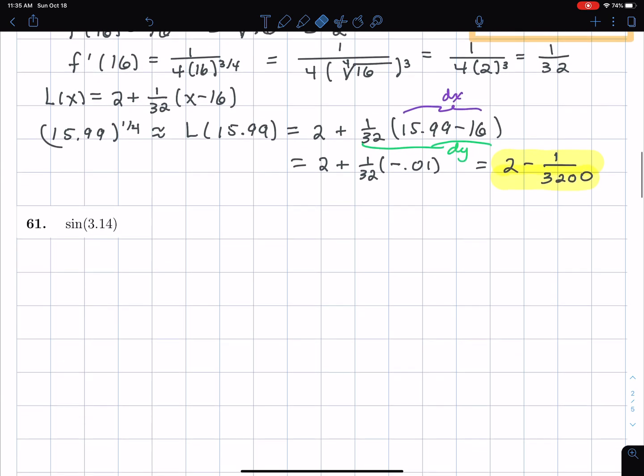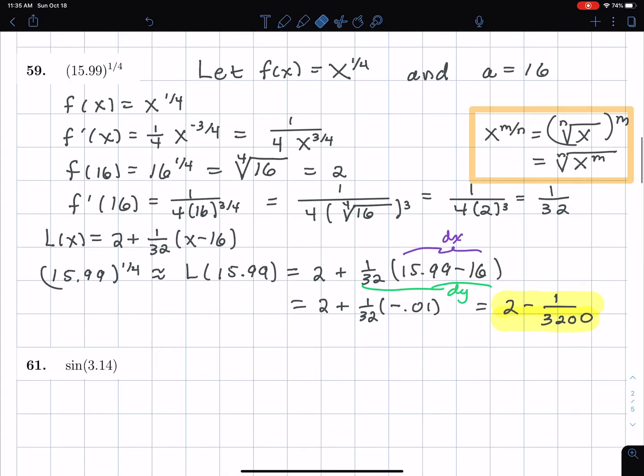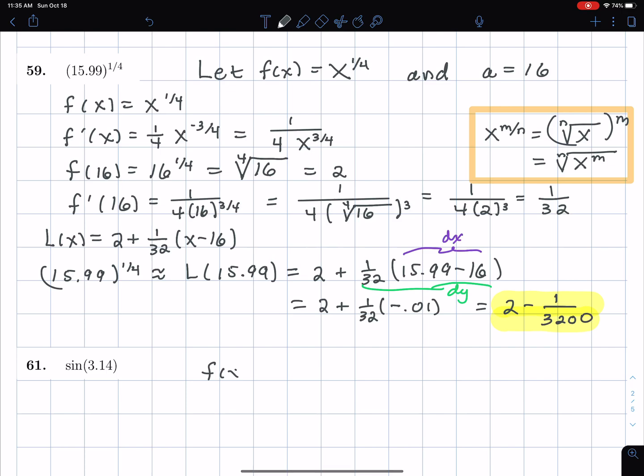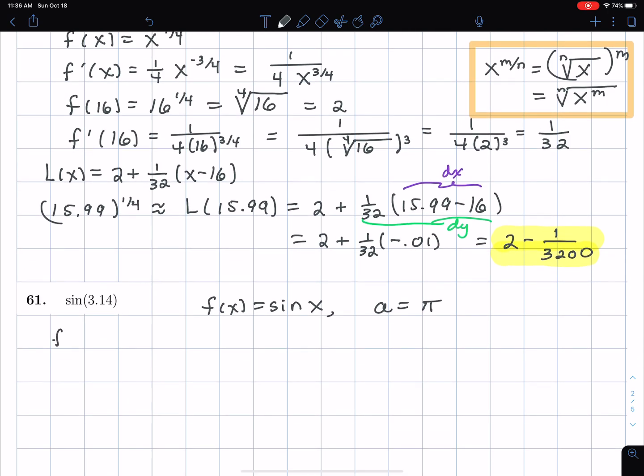Okay, let's try to do this next one here. I'm going to use f of x equals sine x. Of course, that's an easy one to find the derivative. And then I'm going to have a equals pi. Well, 3.14, as you know, is close to pi. It's an approximation for pi. So f prime of x is simply cosine x. It's easy enough.